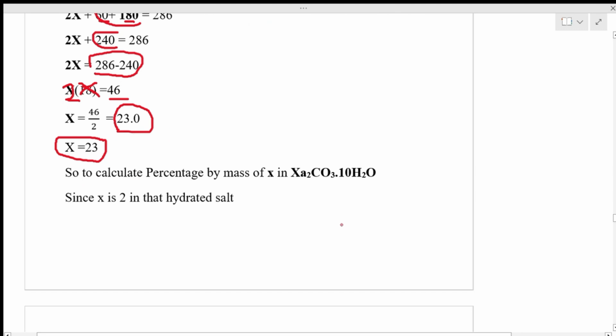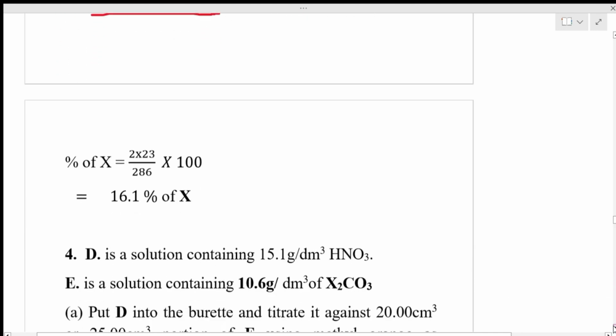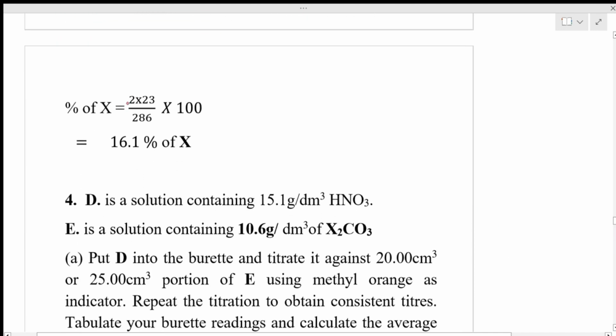Now, to calculate the percentage by mass of x, remember the formula is X2CO3. We have 2x in that particular reaction, so we are going to multiply x by 2. Our x, which is 23, times 2 gives 46, times 100, divided by what? 286. So our final answer is going to be 16.1% of x.